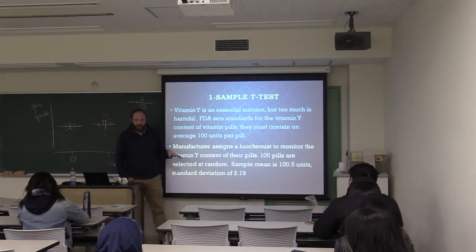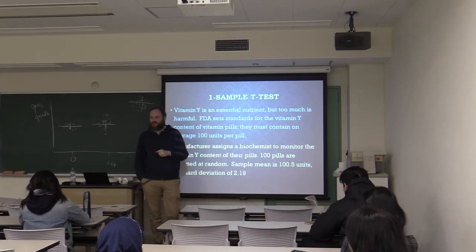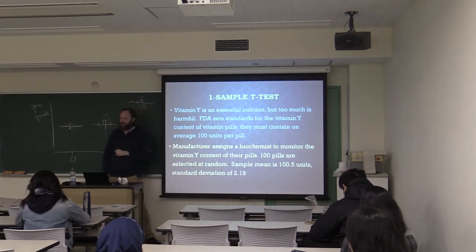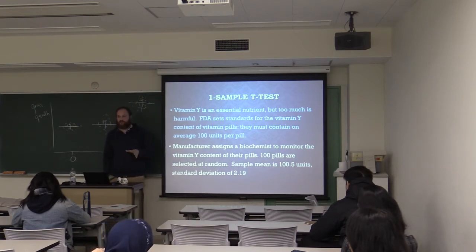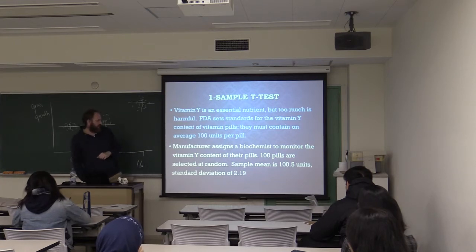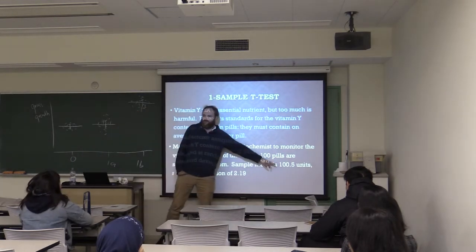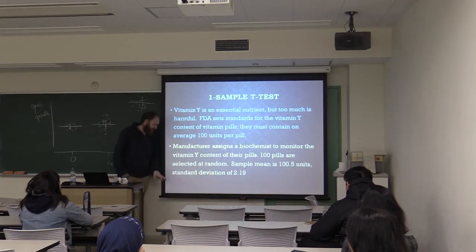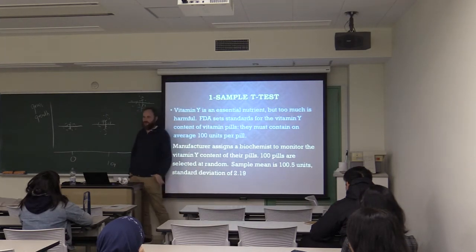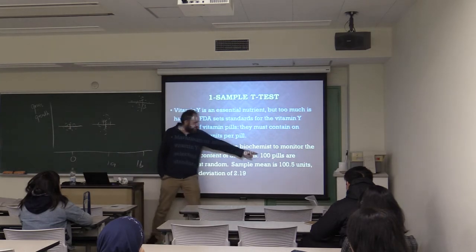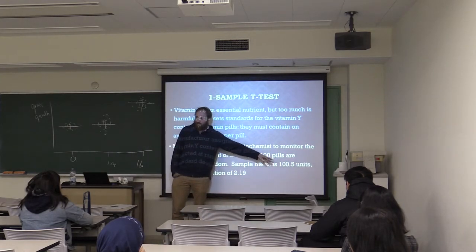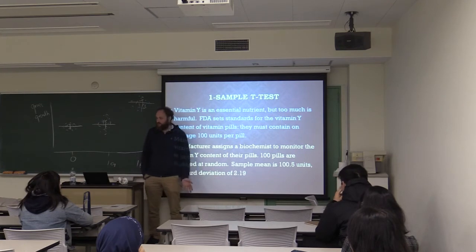So a vitamin Y pill manufacturer decides that they're going to get one of their biochemists, and the biochemist goes out and measures 100 pills. And she finds that the sample mean is 100.5 units, and it has a standard deviation of 2.19. Okay, easy. Everyone happy so far, right? So we know what means are, we know what standard deviations are. So we're looking for 100. We've actually measured 100.5, and we've got this standard deviation of 2.19.